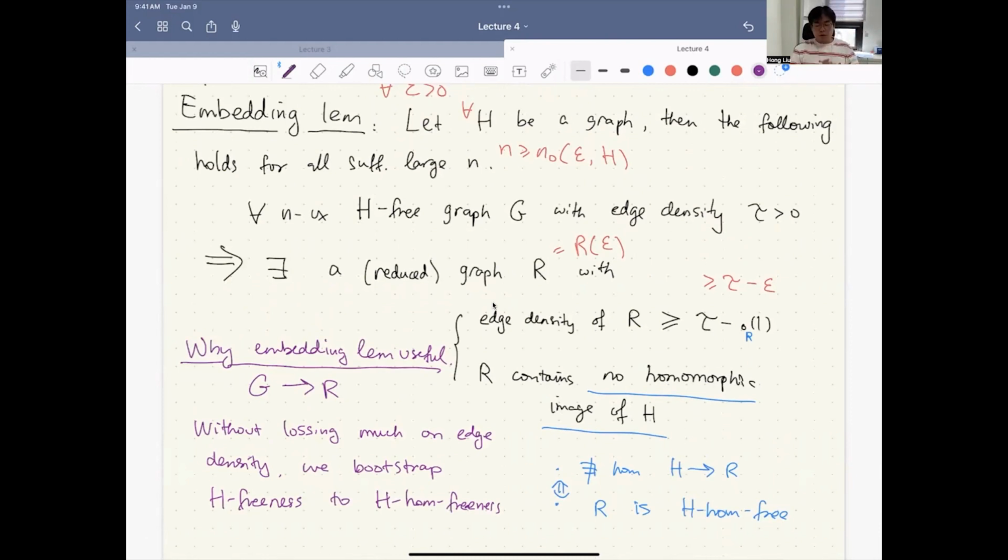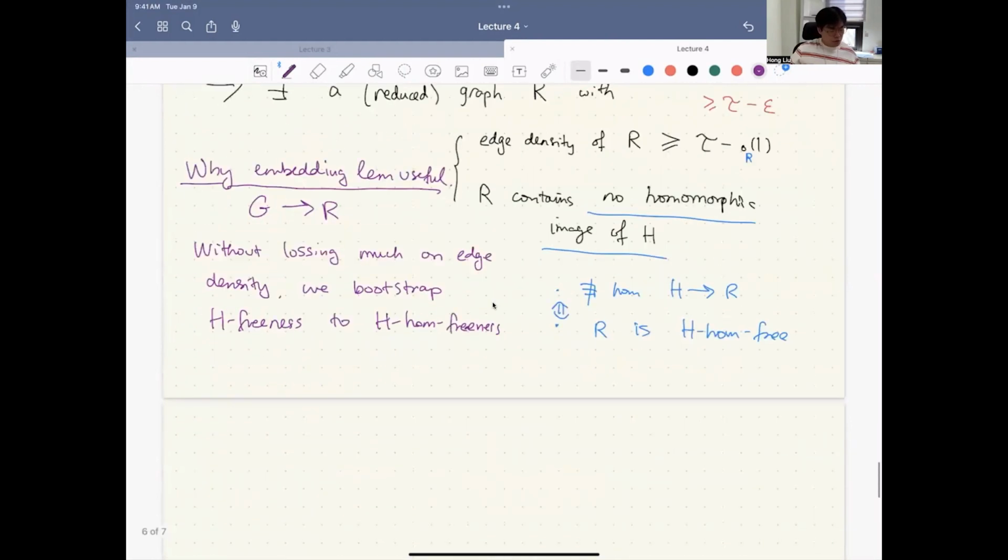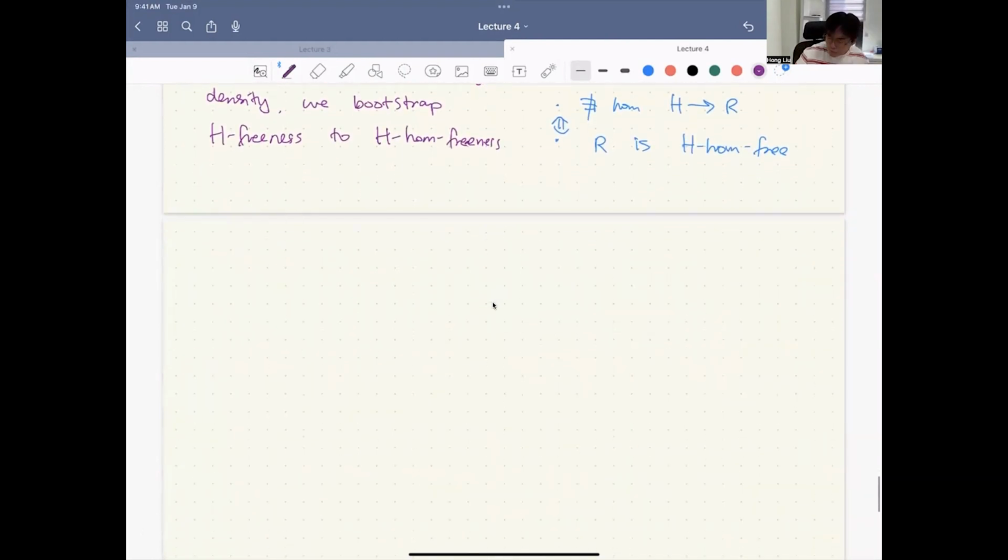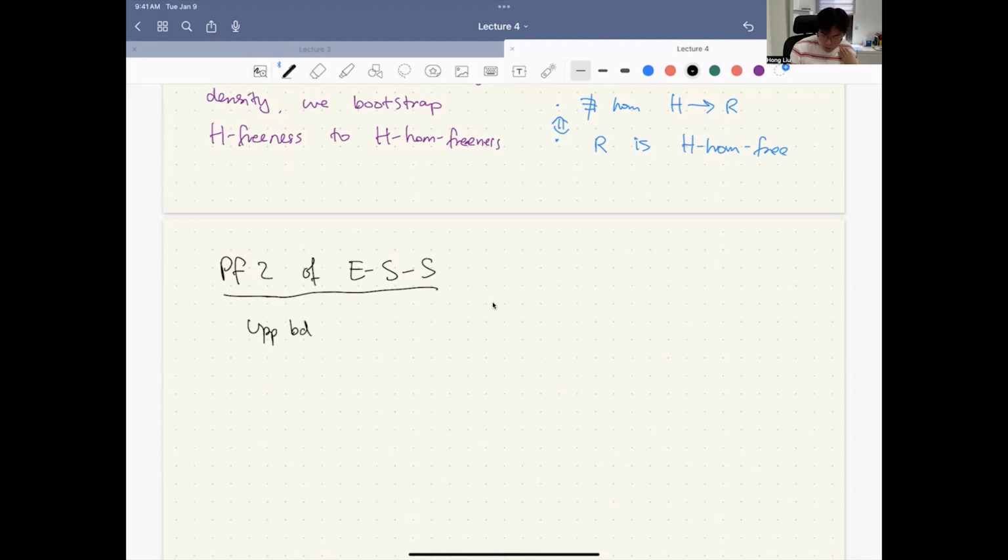Now, using this embedding lemma, we can finish the proof. We can do another proof of Erdős-Stone, a very conceptually simple proof. Proof 2 of Erdős-Stone-Simonovits. The lower bound will be the same. Let's just prove the upper bound.